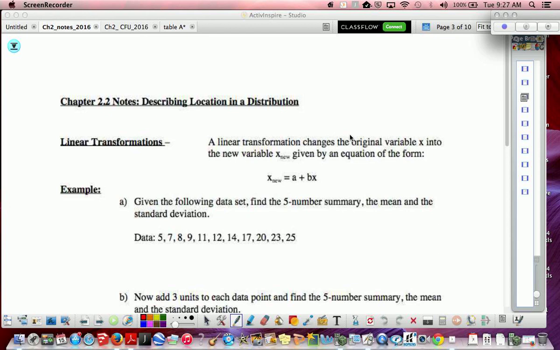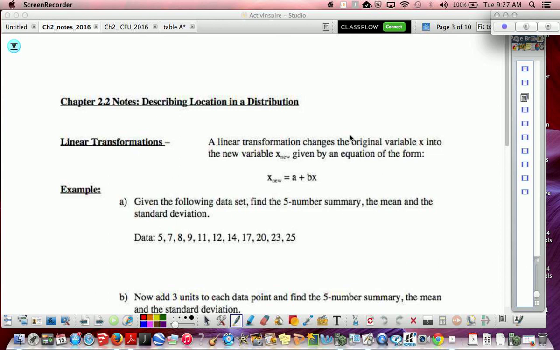So, in Chapter 2, we're going to continue our work with describing data, taking a look at location, and taking a look at different types of distributions. So in 2.2, we start off talking about a concept called a linear transformation.